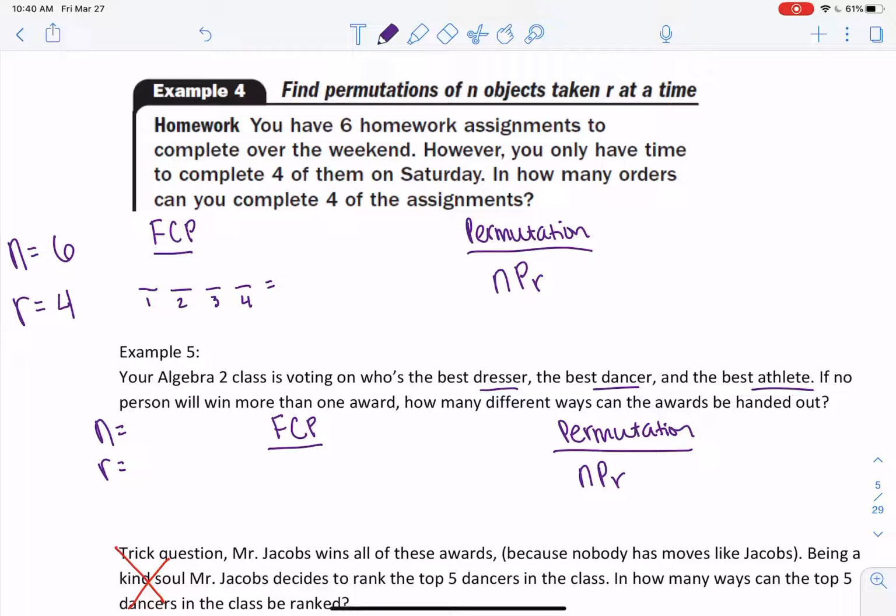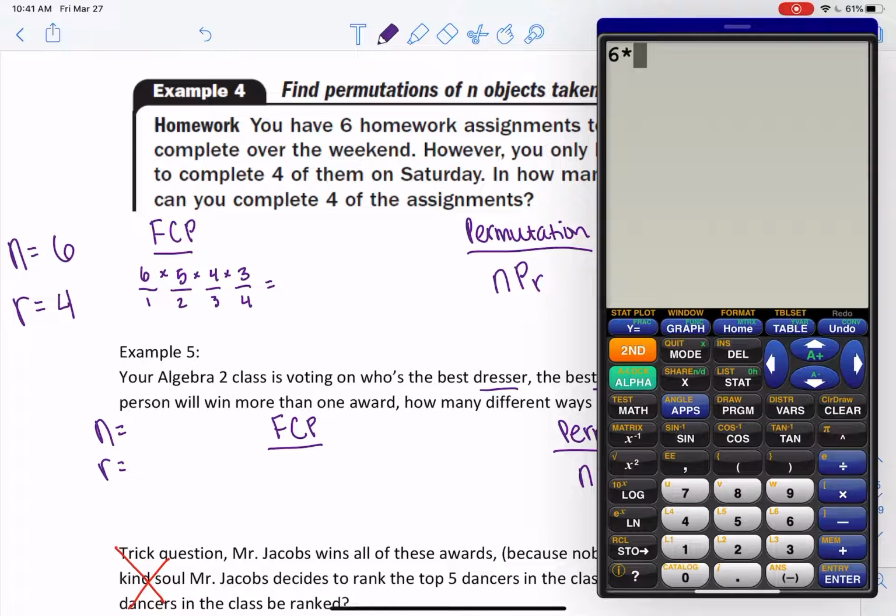And I've got 6 I could choose from for the first one, then 5 to choose from, then 4, then 3. So you could solve it like that. And in your calculator, go ahead, take 6 times 5 times 4 times 3, which gives me 360.